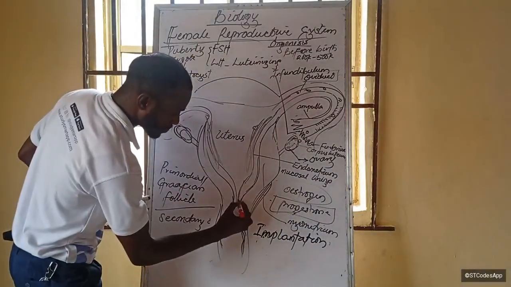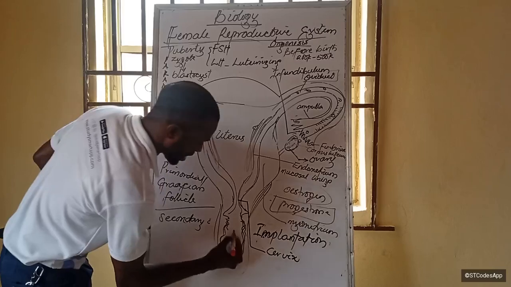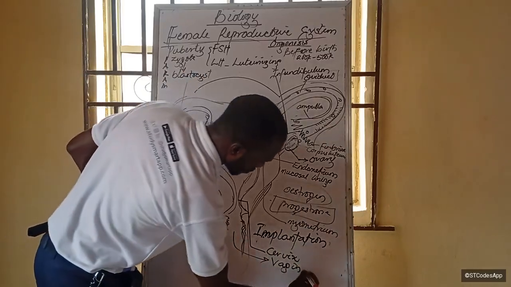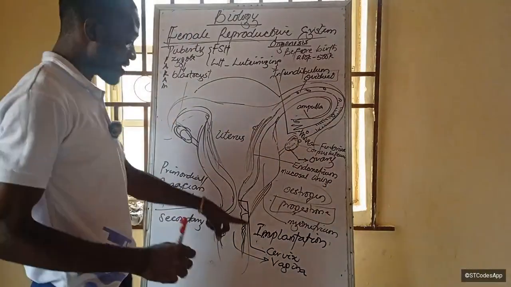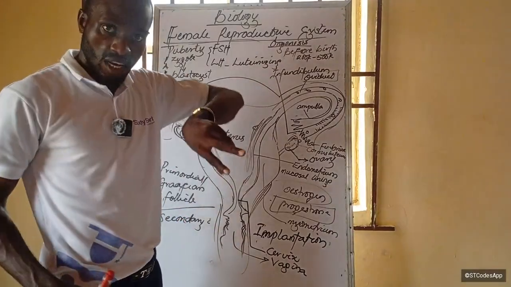Now this portion here is called the cervix, okay? And this outer portion here, which is very close to the outside, is called the vagina. So this is the vagina of the woman, or birth canal. The function of the cervix is to allow for easy control for the birthing of a child, okay?